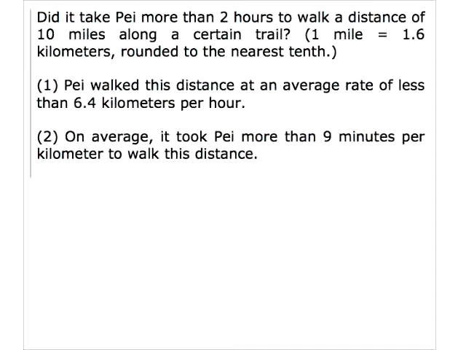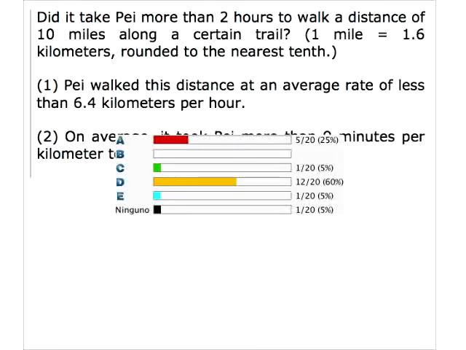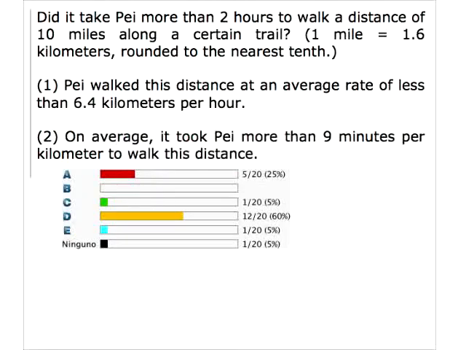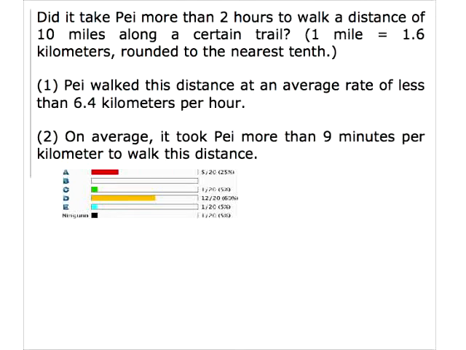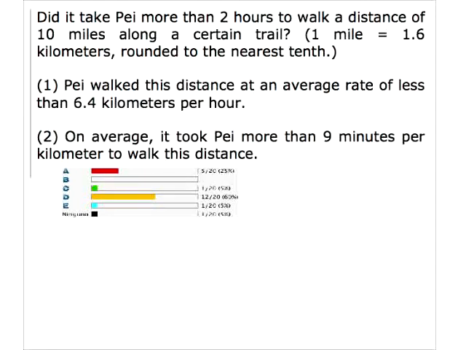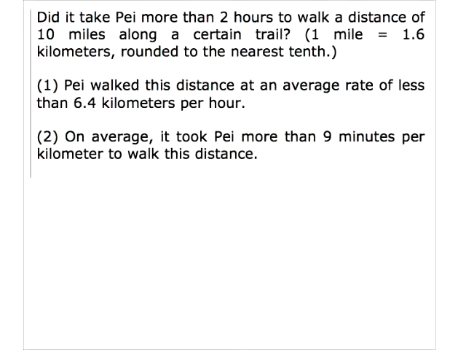Okay. Let's take a look. So here's the class statistics. This one appears to be not so bad for you guys. Here are the stats. So yeah, we got a solid majority of D, but some people are also picking A, so let's go ahead and talk about it. So, all right. Did Pei take more than 2 hours to walk a distance of 10 miles along a certain trail?